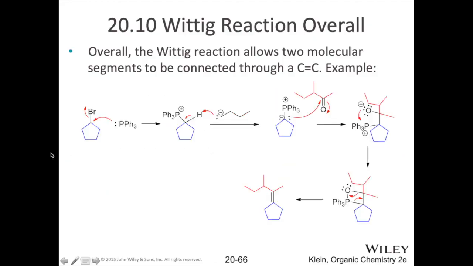If you want to see the full mechanism, here's our alkyl halide as the starting point. Remember, we take triphenylphosphine and then deprotonate that to make the corresponding ylide. The ylide attacks the carbonyl of our ketone. You go through that four-membered ring intermediate, but it's a very unstable intermediate. So then you can cleave off the triphenylphosphine oxide, and you get the corresponding alkene.